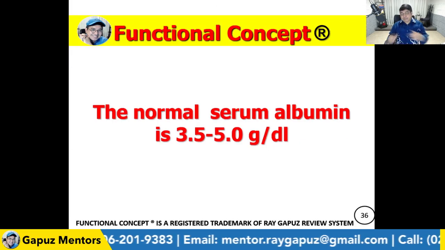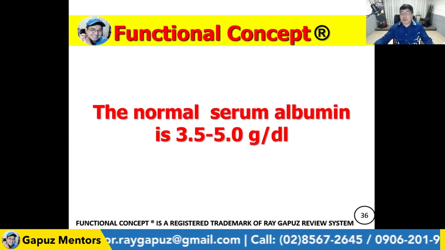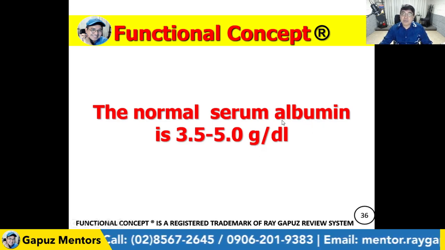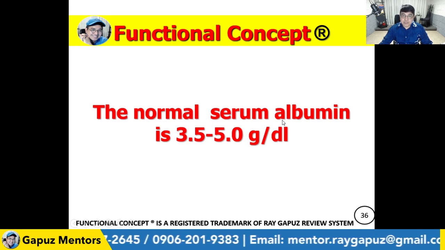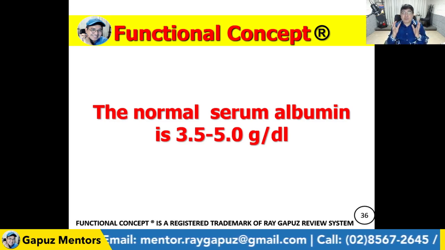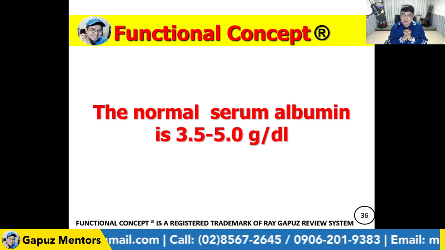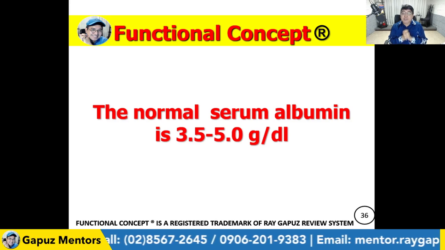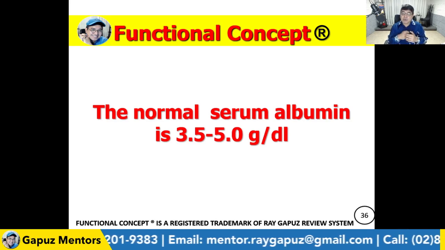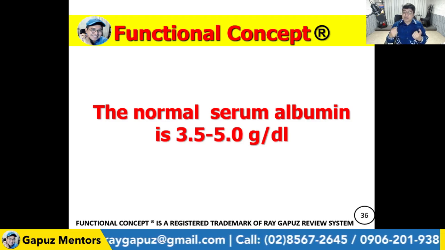Now, in relation to the body fluids, it's also very important that you have knowledge of the normal serum albumin. Now, what is the function of your albumin? Your albumin helps in maintaining your colloid osmotic pressure. Your colloid osmotic pressure is the pressure that draws fluid intravascularly or within the cells. So the normal serum albumin is 3.5 to 5.0 grams per deciliter, but some literatures would say 3.4 to 5.4 grams per deciliter, or 34 to 54 grams per liter.